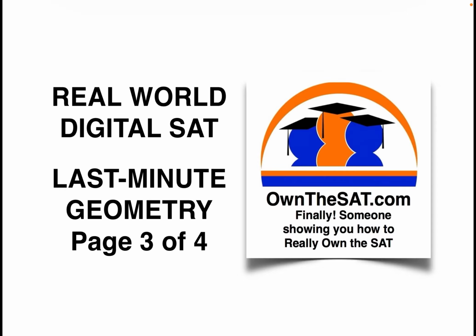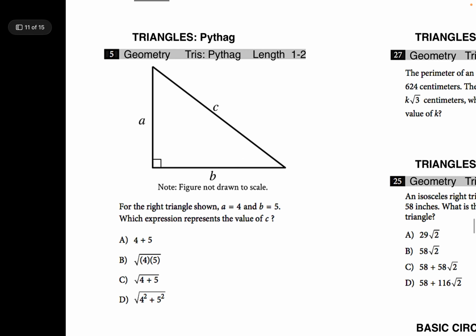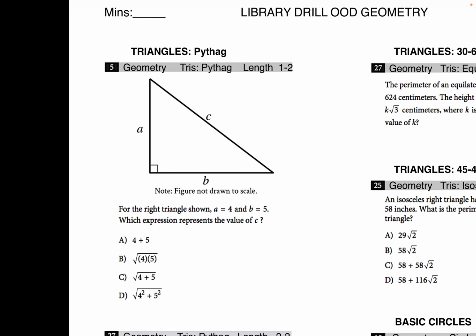Say what? We're already on page 3 or 4, last minute geometry? Oh, let's get busy. All right, this guy, we're doing more triangle rules. Now, if you're kind of rusty in your triangle rules, there's a video that talks about all kinds of different triangle rules, basic stuff.